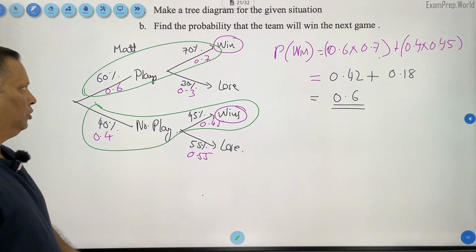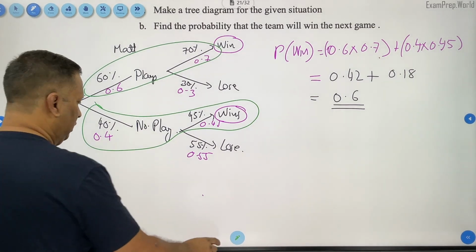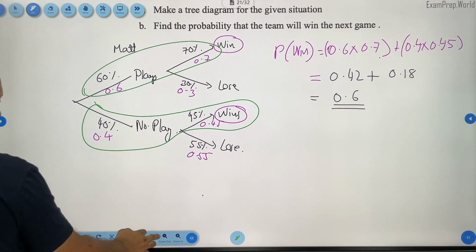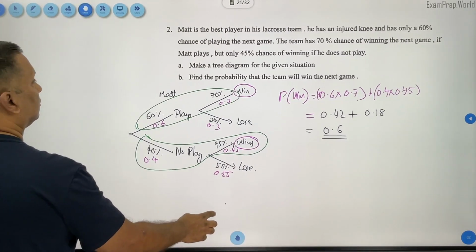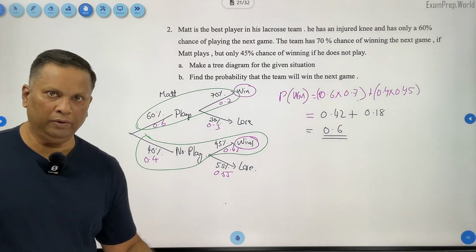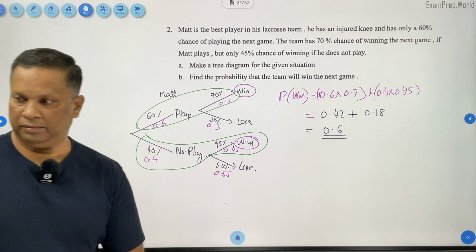Okay. So pause the video and write it. Let me zoom out for you so that you have a clear idea of what we have done here. Yeah, I'll move away from the screen. Please note it.